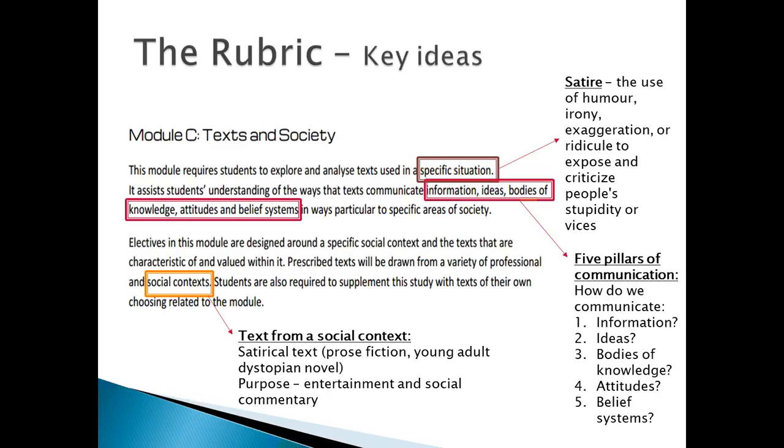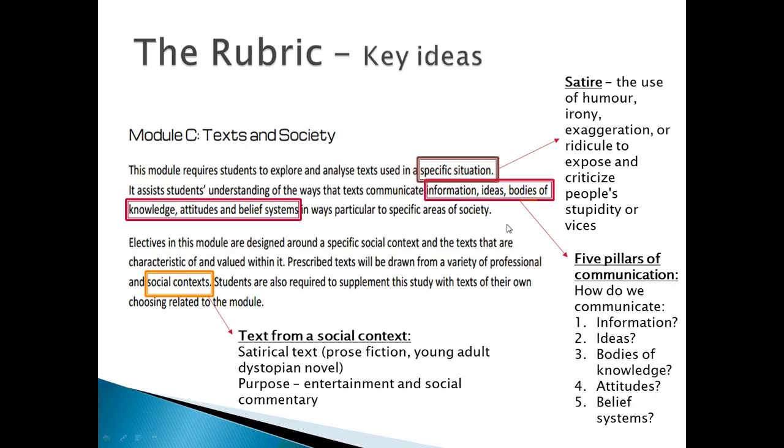Electives in this module are designed around a specific social context and the texts that are characteristic of and valued within it. Prescribed texts will be drawn from a variety of professional and social contexts. Students are also required to supplement this study with texts of their own choosing related to the module. So let's have a look and break this down into its important parts.